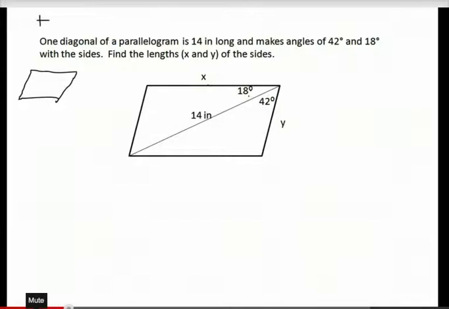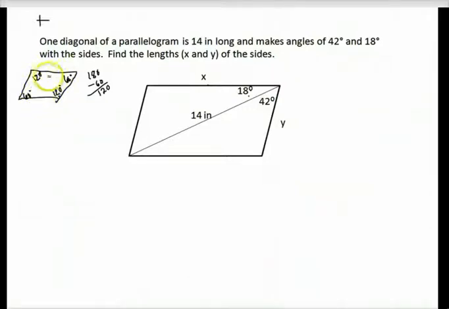Okay, so we go 18 and 42 together is 60 degrees. So this angle here would be a total of 60. Well, in parallelograms, the opposite angles are congruent. So this would also be 60. Adjacent angles, the angles next to one another, are supplementary. They add to be 180. So if this angle is 60, to find the one next to it, you just subtract from 180. And we get 120. So both of these angles are 120.